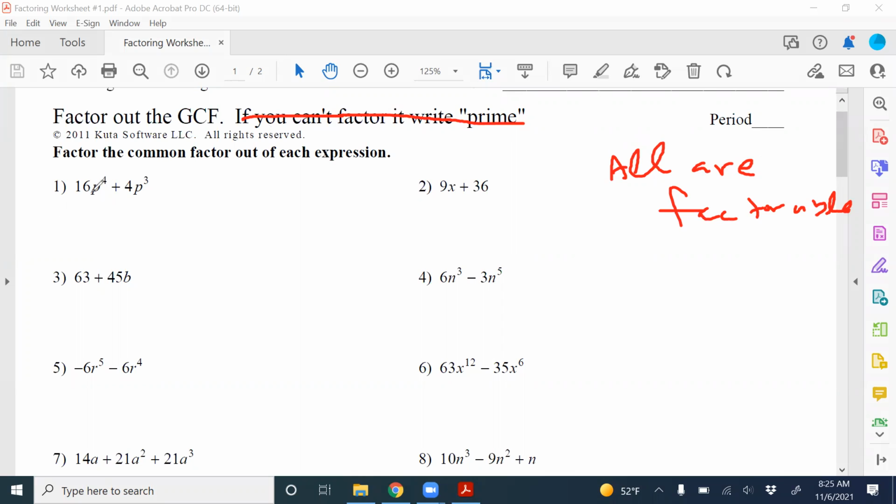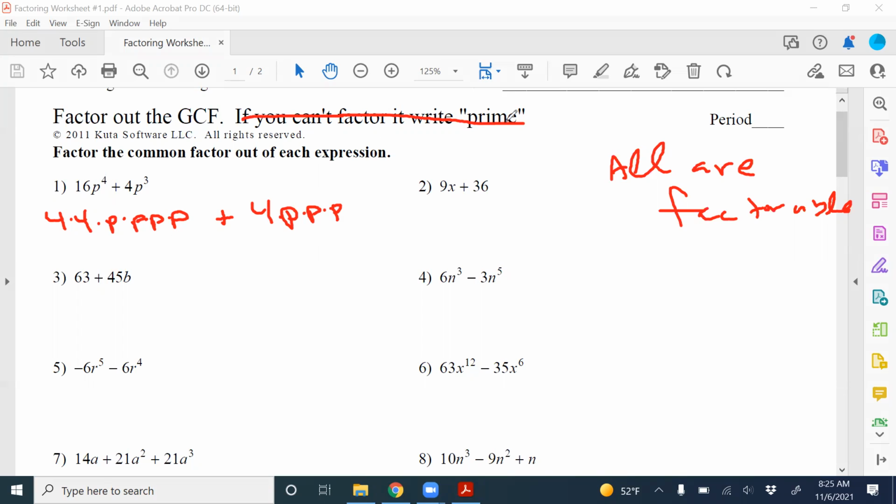For example, 16p^4, I know it's the same thing as saying 4 times 4 times p, 4 times, right? 4p cubed is 4 times p 3 times. So we see that the first term has a 4 occurring twice and the p occurring 4 times. The second term has a 4 occurring once and a p occurring 3 times.